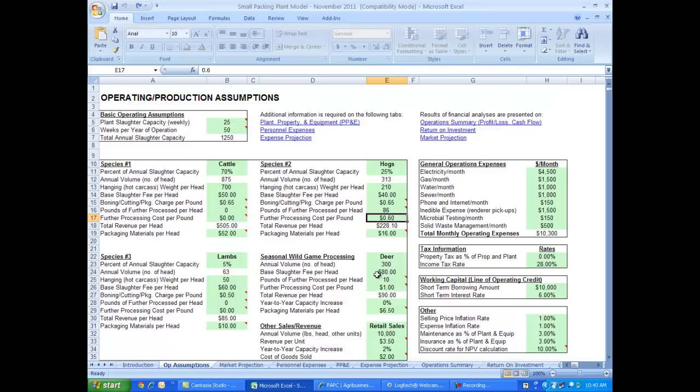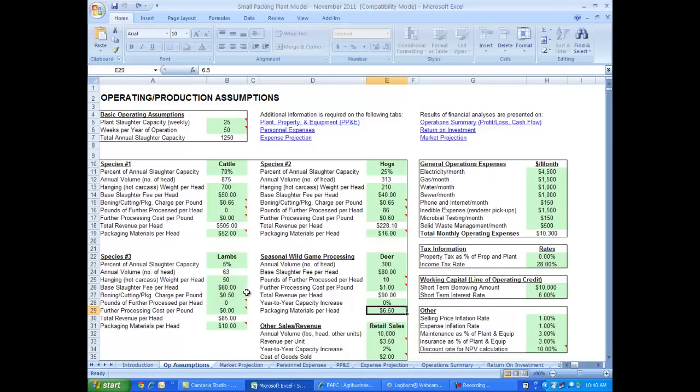So you can enter information here the same way you do for the other species and include the further processing pounds per head and further processing cost per pound. For a lot of deer operations, that may be jerky or snack sticks or summer sausage, but you get the idea. And also introduce your packaging materials per head.